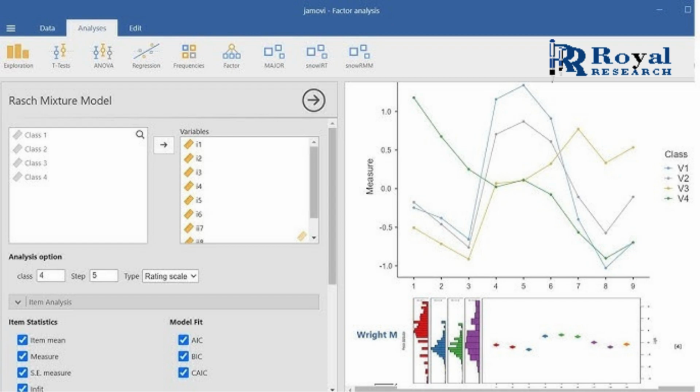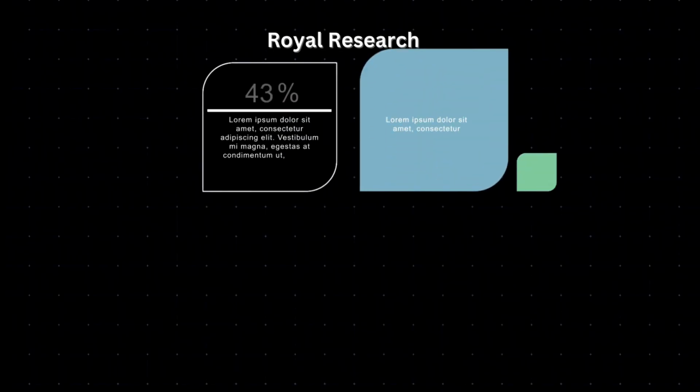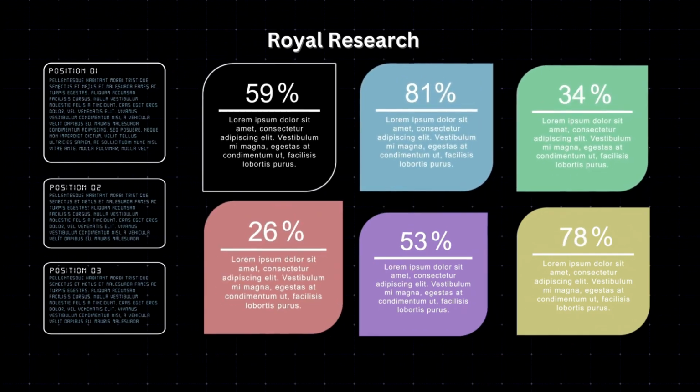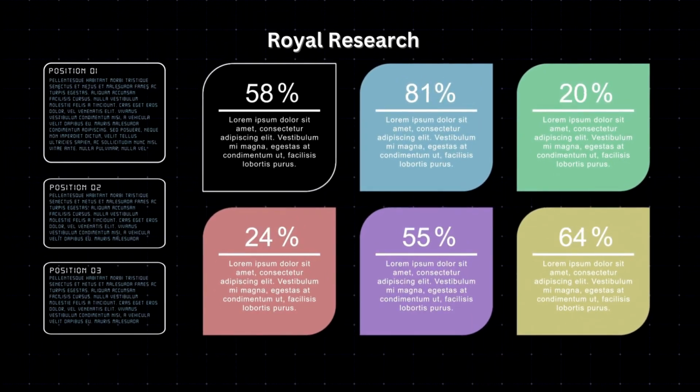Launch Jamovi. Once installed, launch the Jamovi software. Load data. To start analyzing data, you need to import your dataset into Jamovi. You can do this by clicking on the plus button in the top left corner of the interface and selecting Open File to browse and select your data file.